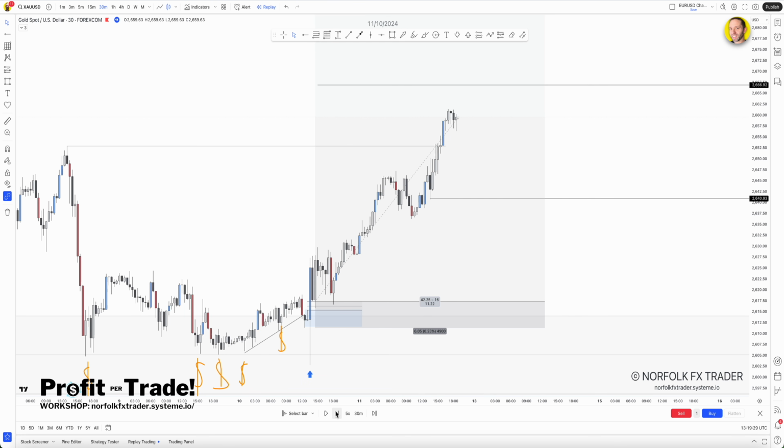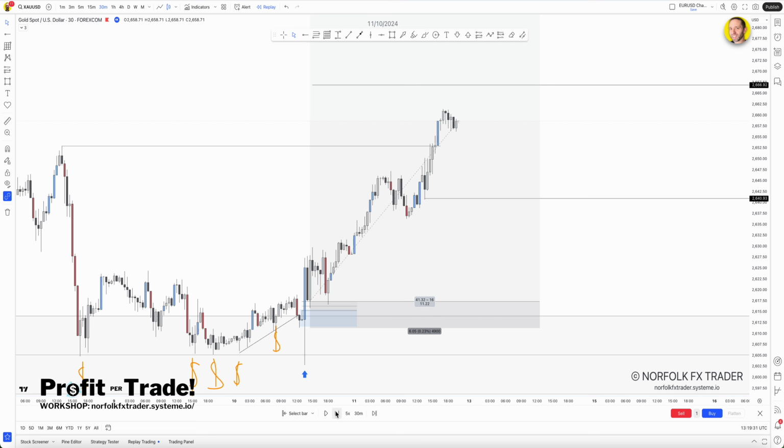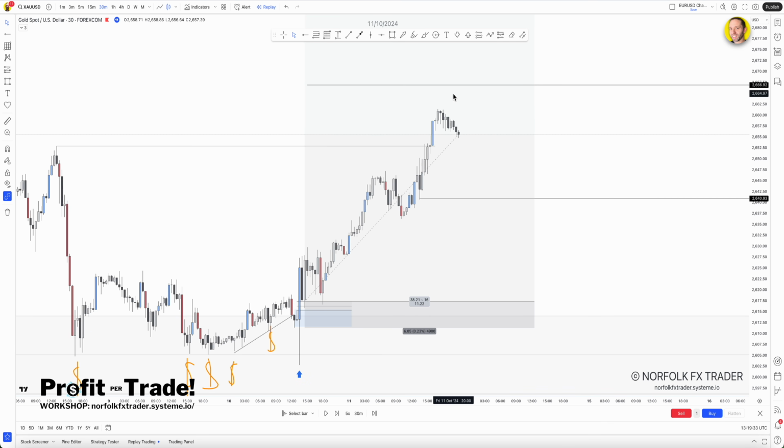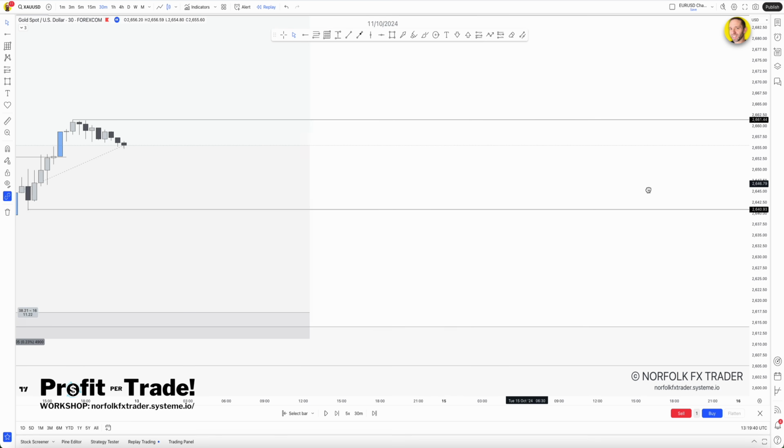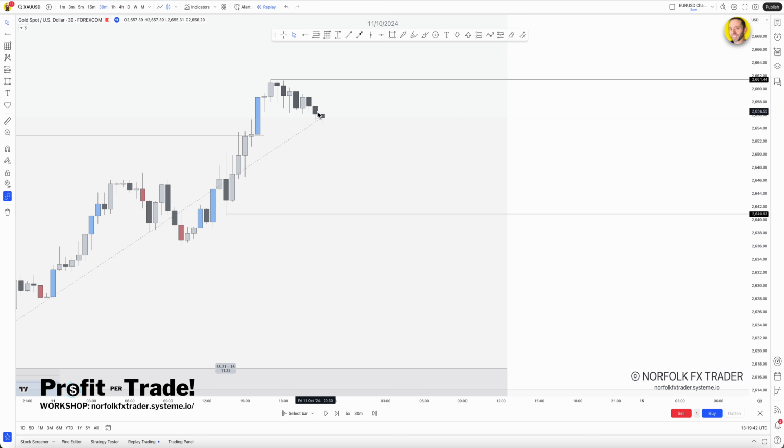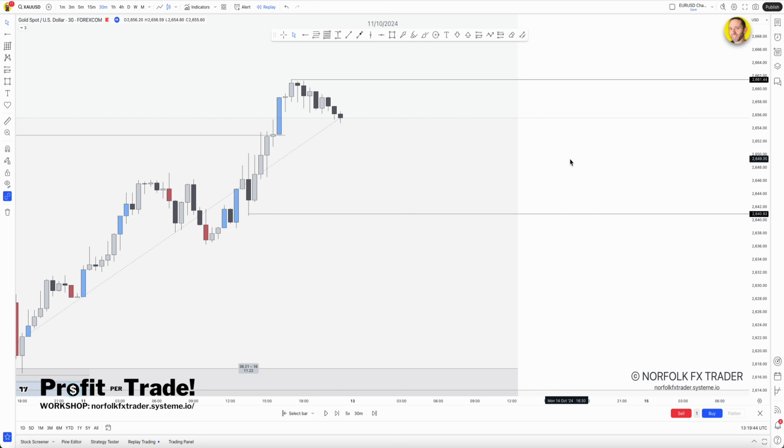Okay, not yet. Not yet. We could continue up first. Okay, so that closes below that candle's low. That creates a valid high. Let me just zoom in. Okay, so this candle closed down, so that creates that as a high. That's how we do this.